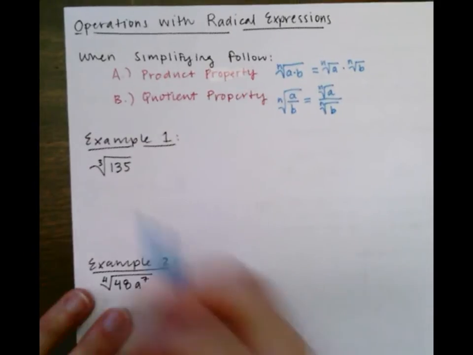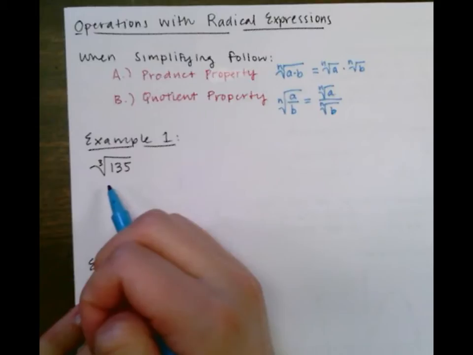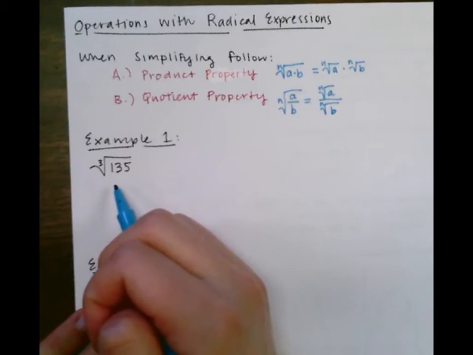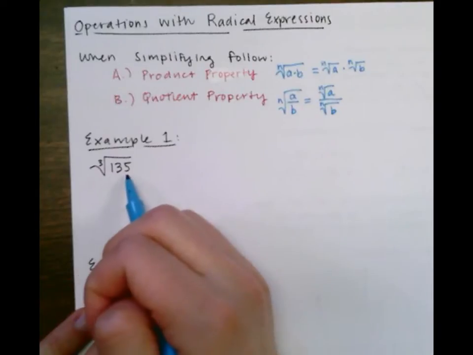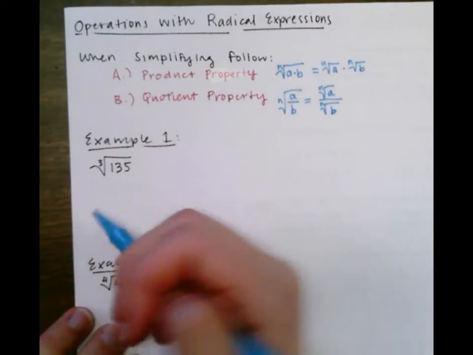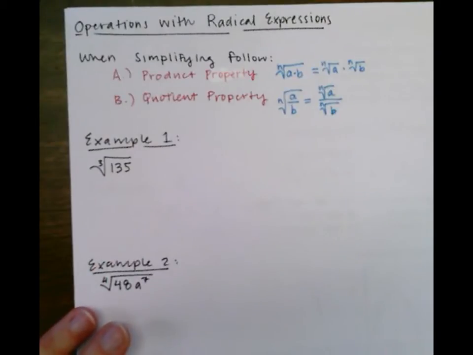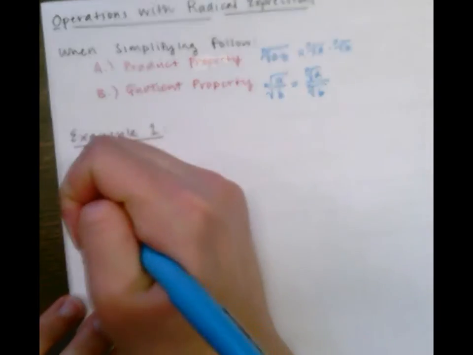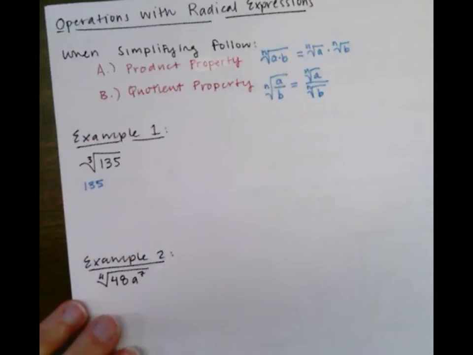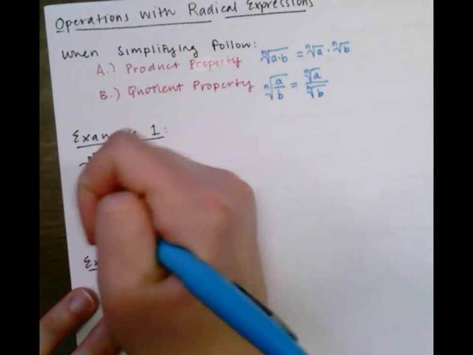The first one is the cubed root of 135. The idea is we'd like to know, is there something cubed inside of 135? Is one of the factors of 135 appearing 3 times? One way we can do this manually: for 135, nothing immediately pops into my head, so I could do a factor tree, prime factorization.